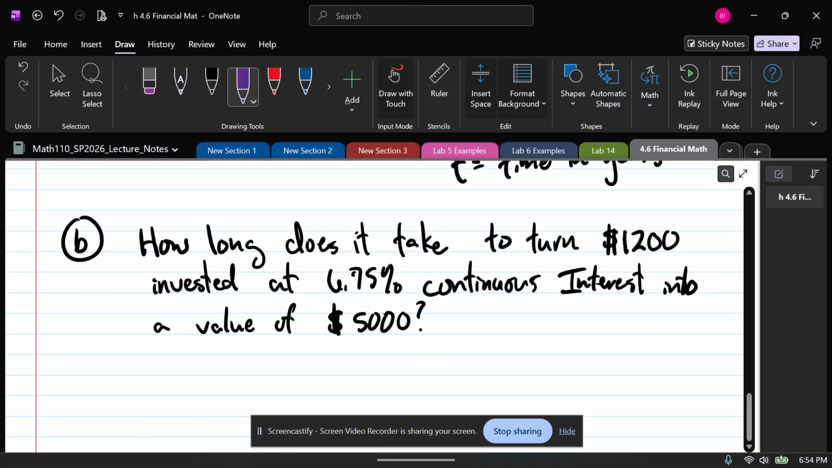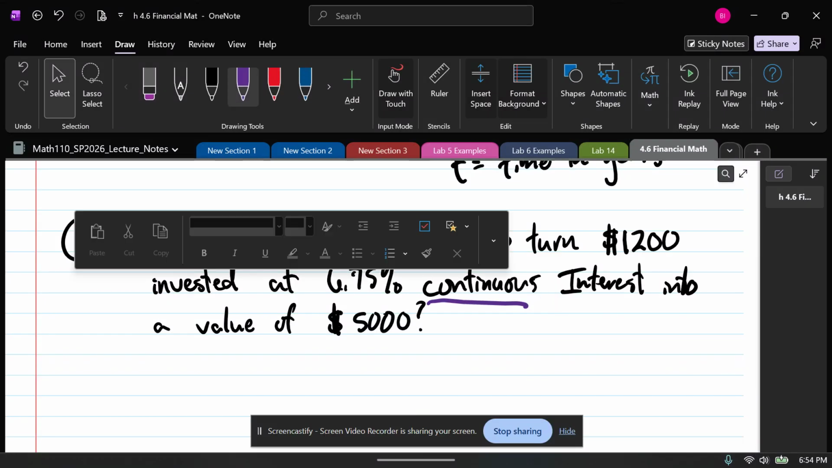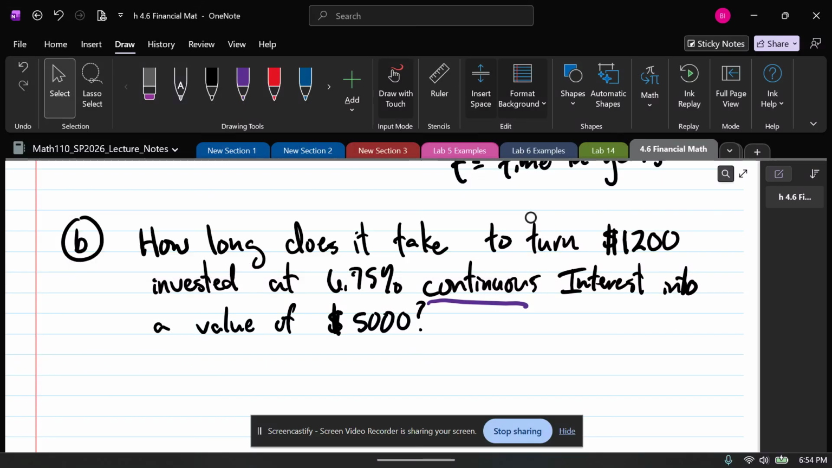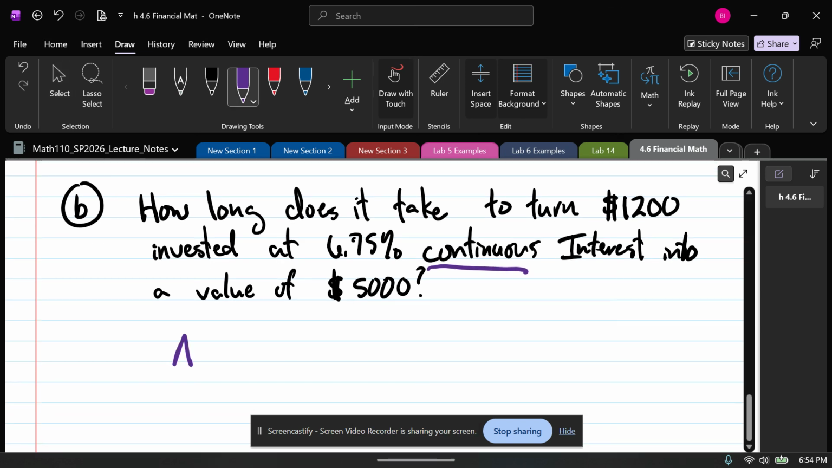So in the problems, you're going to see these words: continuous interest or interest compounded continually. The word continuous will be in the problem, and that tells you to use the PERT formula. A equals PE to the RT. That's how I know to do that problem with that formula, because it said continuous interest. If it said compounded monthly or compounded quarterly, that's how I know to use the other formula. So knowing which formula to use is key.